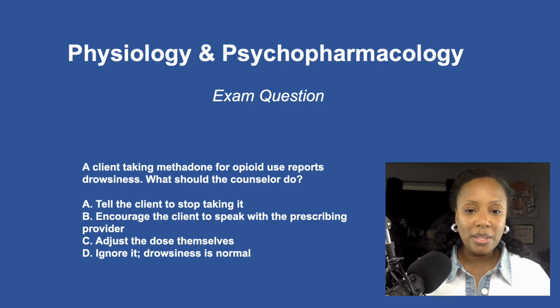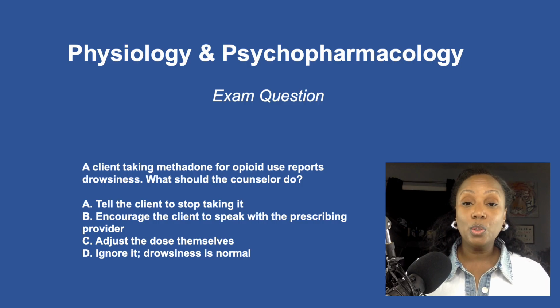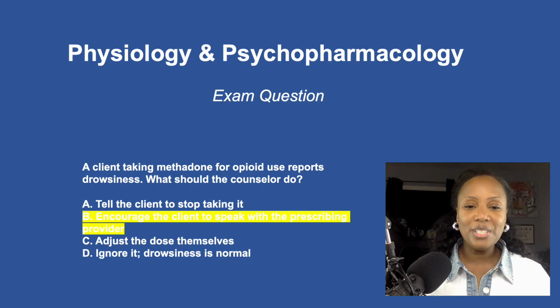A client taking methadone for opioid use reports drowsiness. What should the counselor do? A, tell the client to stop taking it; B, encourage the client to speak with the prescribing provider; C, adjust the dose themselves; or D, ignore it, drowsiness is normal. The correct answer is B.